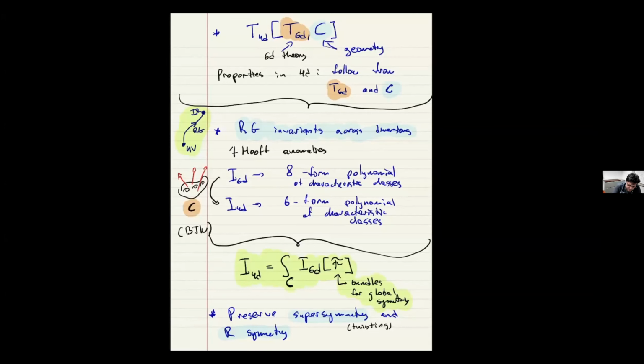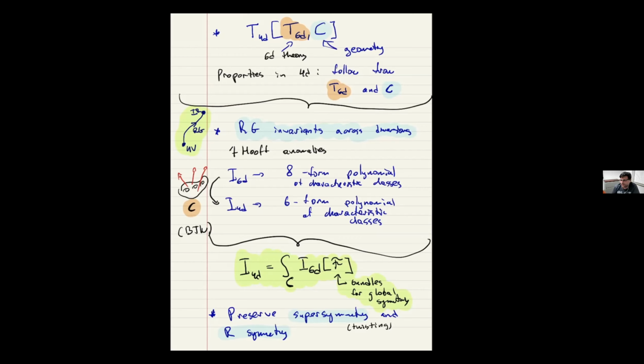And the properties of these 4-dimensional theories will be encoded in these 2 choices: the choice of the 6D theory and the choice of geometry. And this fact that there is a geometry hidden in the definition of this 4-dimensional theory will play an important role, as we will see. Okay, so we have this flow.